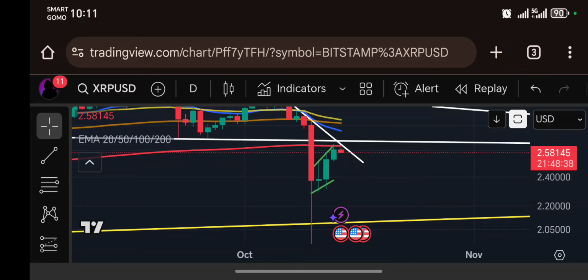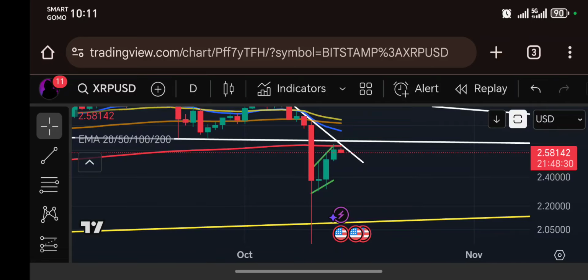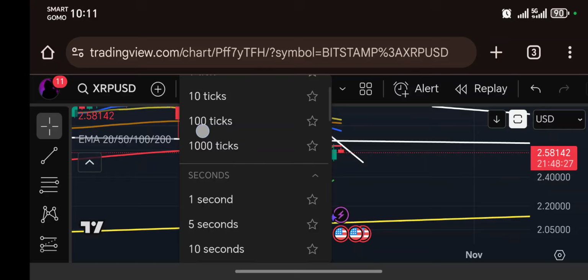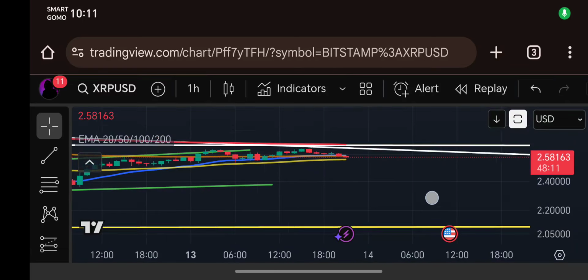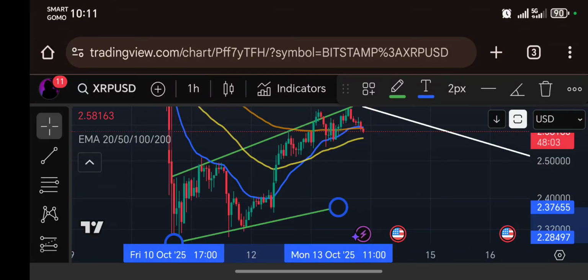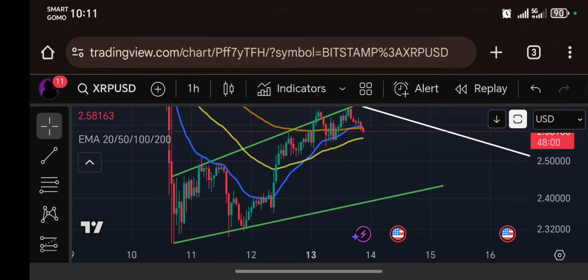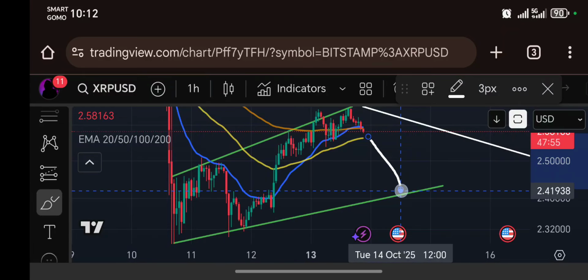For XRP, now we're sitting at 2.58. Currently got rejected at the 200 EMA, just like we talked about yesterday. So for a lower time frame, for better viewing, as you can see here, now we got rejected here. Now what I'm expecting is that maybe XRP could go down. Yeah, just like this one. Don't get shocked if we hit this.